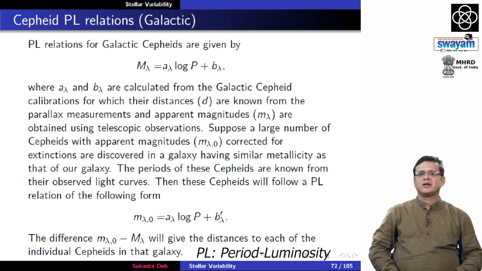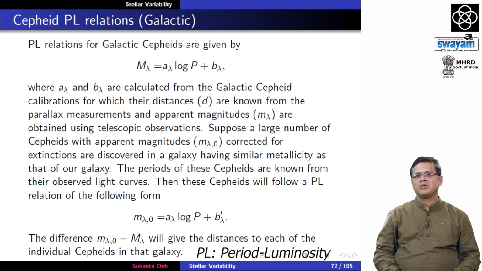PL relations for galactic Cepheids are given by m lambda is equal to a lambda log P plus b lambda, where a lambda and b lambda are the coefficients and they are calculated from the galactic Cepheid calibrations, for which their distances are known from the parallax measurements, and apparent magnitudes are obtained using telescopic observations.